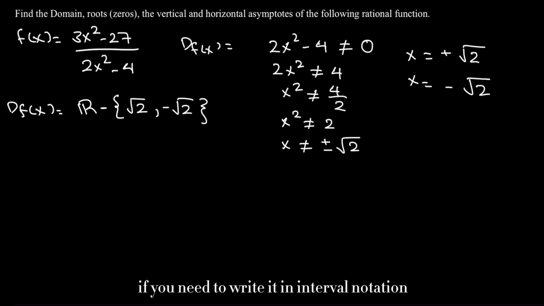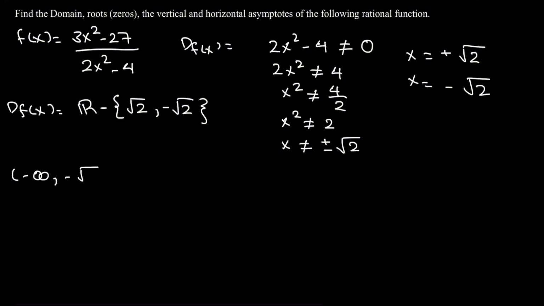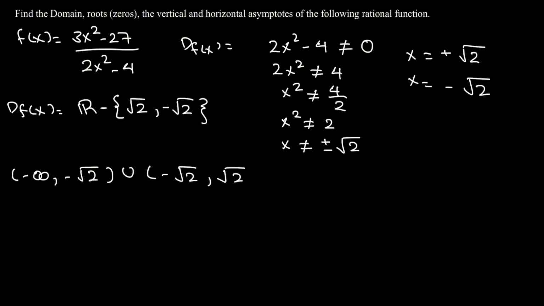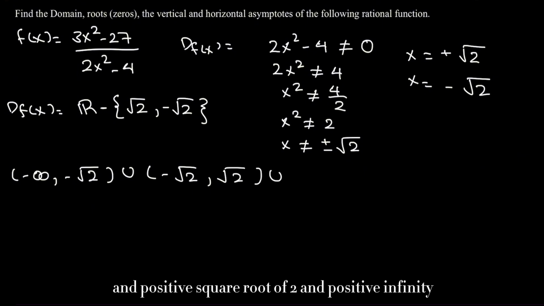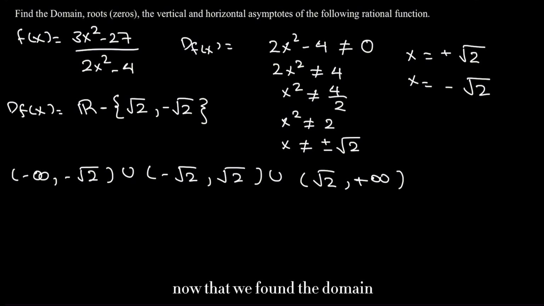If you need to write it in interval notation, it would be written as negative infinity, negative square root of 2, union negative square root of 2, positive square root of 2, union positive square root of 2, positive infinity. That would be the domain in interval notation. Now that we found the domain, let's move on to the roots.